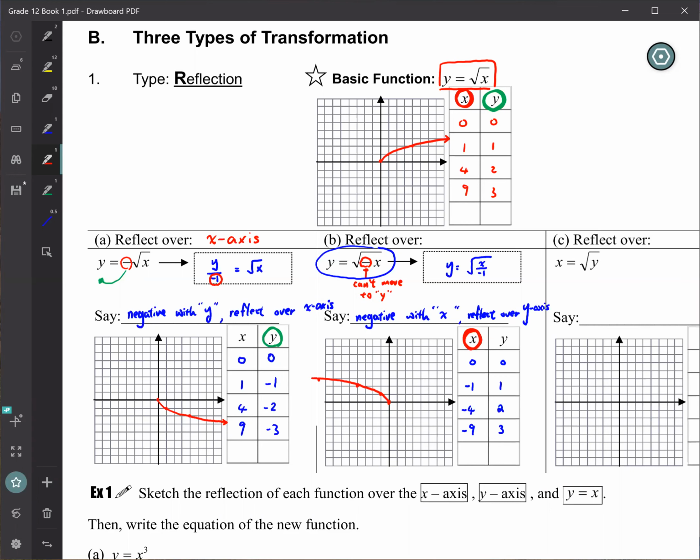Negative with y. Reflect over x. Negative with x. Reflect over y. Okay, perfect.